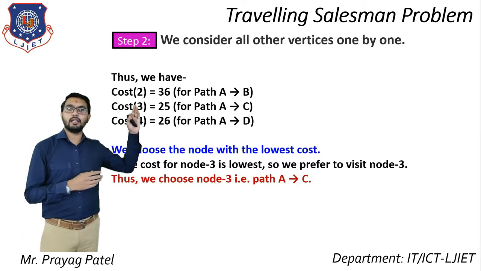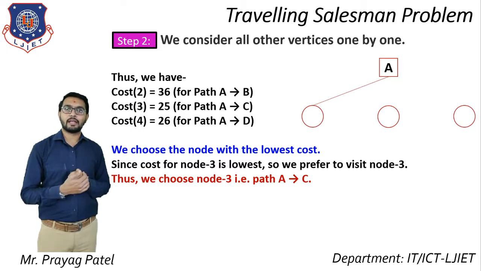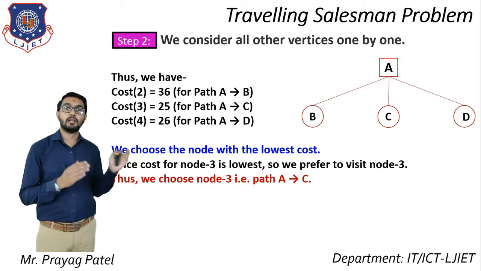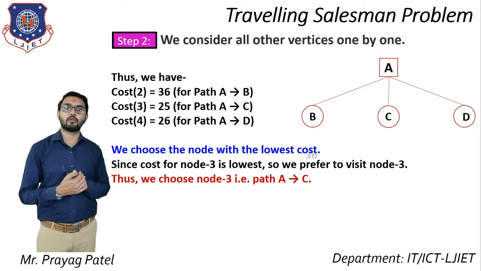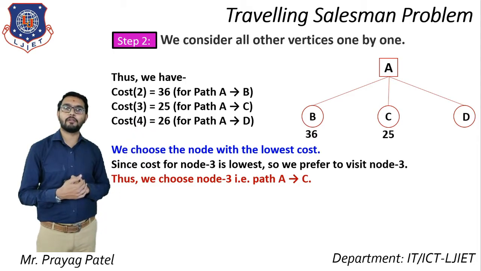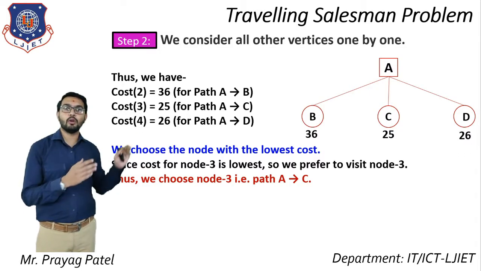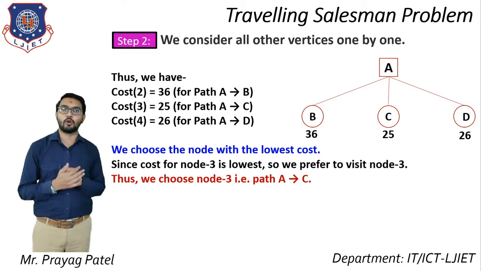So here three paths are possible. Consider node A as the root node. Now A to B, A to C and A to D, three paths are possible. So consider the cost of each one by one. First, A to B cost equal to 36. Then A to C cost equal to 25. Then A to D cost equal to 26. Now after these three values, consider the best solution. So we choose the node with the lowest cost.